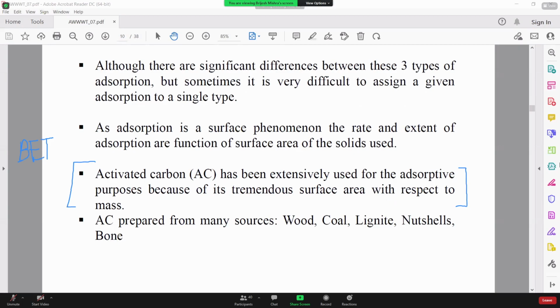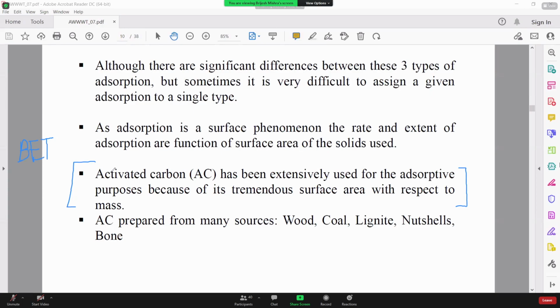Why does the professor want this analysis? Suppose you develop one activated carbon for surface area. Good. BET analysis is required for surface area.